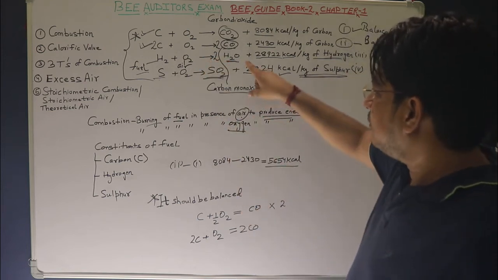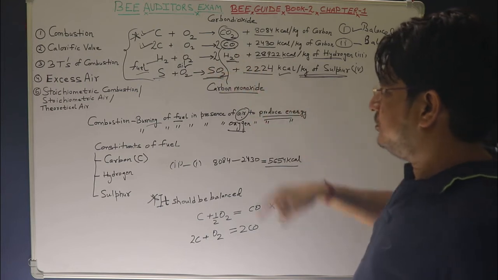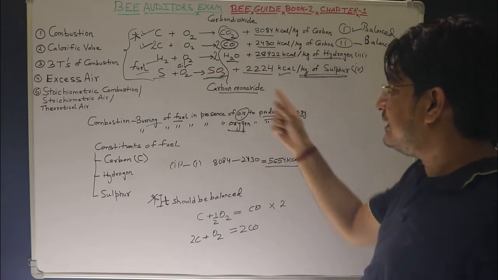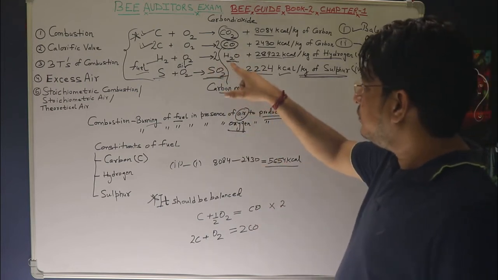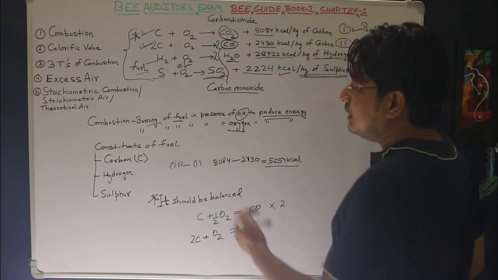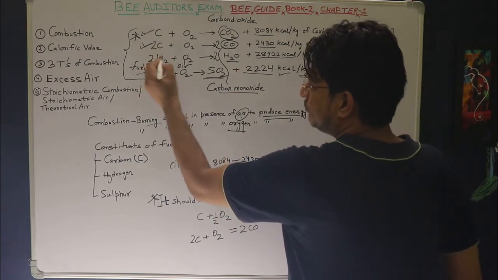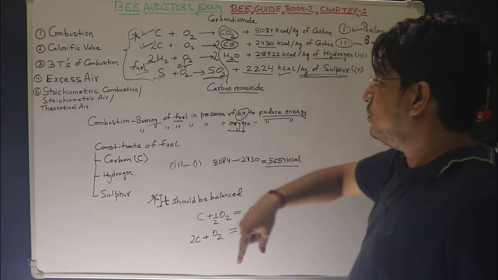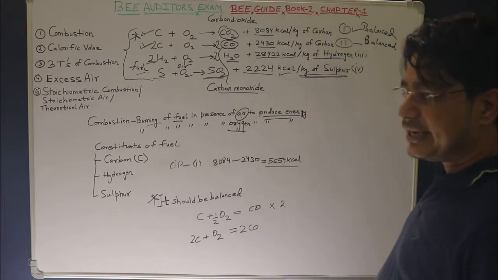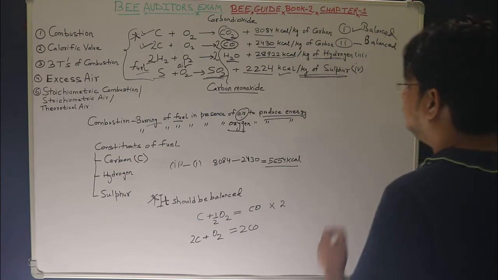Now what will happen? Our oxygen will get balanced, but now the hydrogen quantity on the right hand side has become 4. 2 into 2, 4. So I need to multiply here also by a factor 2. Now my equation 3 has become a balanced equation.